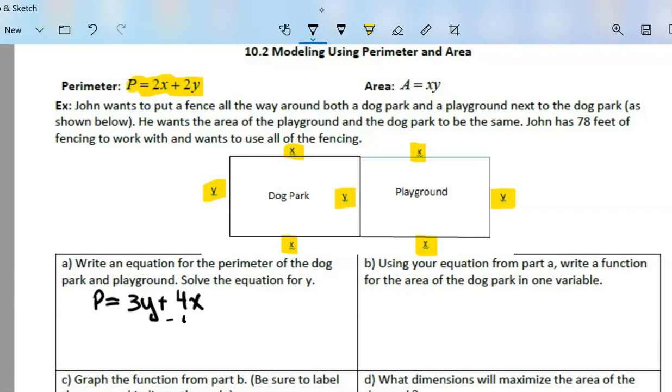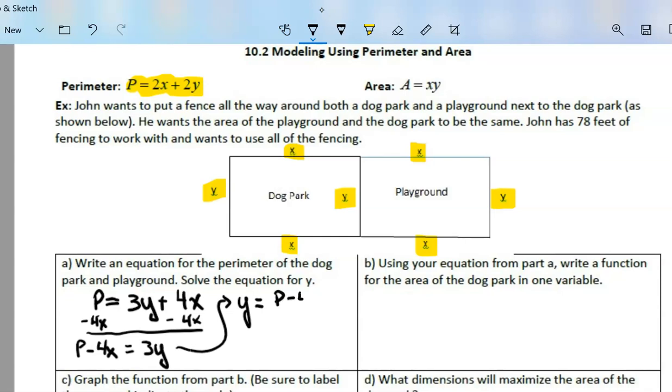So first we'd subtract 4x from both sides, and that would give us p minus 4x equals 3y. Then we'll divide both sides by 3, and that gives us y equals p minus 4x divided by 3. Now, B says, using your equation from part A, write a function for the area of the dog park in one variable.